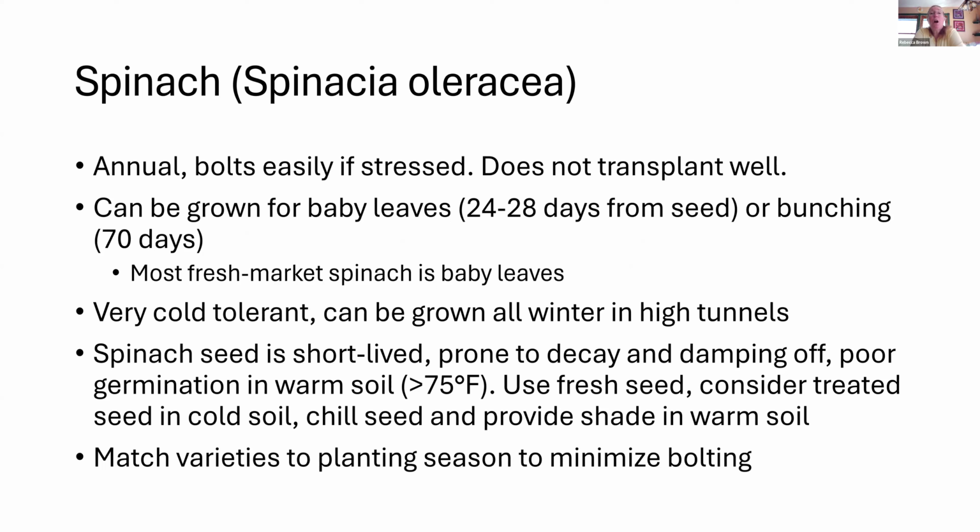Most spinach on the fresh market today is grown for baby leaves, and baby leaf spinach is 24 to 28 days from seed. Partly this is because it's easier to mechanically harvest baby leaf spinach, and partly it's because you avoid a lot of problems with bolting. Bunching spinach is mostly grown for processing, but depending on your market, depending on your customers, they may be interested in the larger leaves.